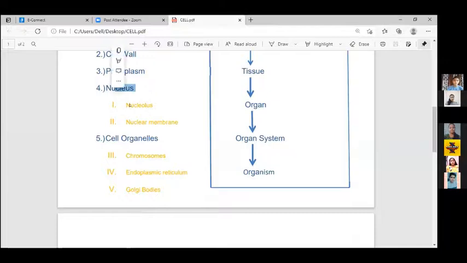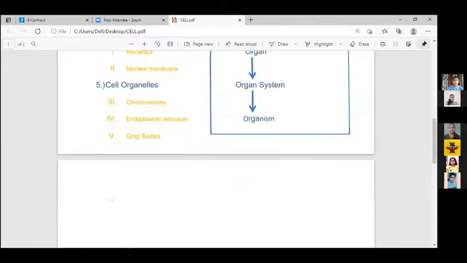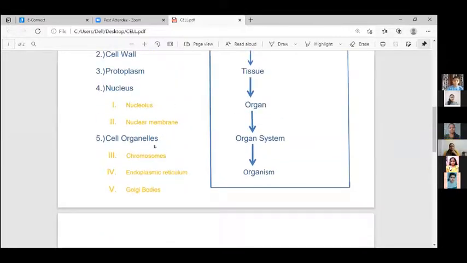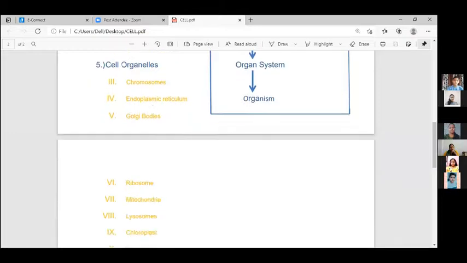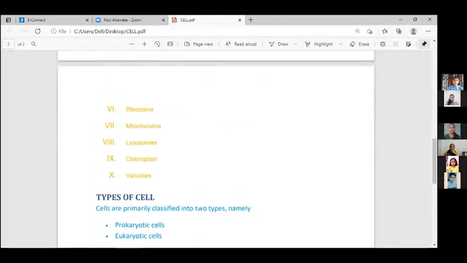Next is nucleus. It consists of nucleolus, nuclear membrane, and chromosomes. In this, chromatin material is present. When it is time for cell division, chromatin material converts into chromosomes, and in this chromosome DNA is present, and in DNA there is gene present. And then cell organelles, like Ritika has explained, the endoplasmic reticulum. Next, Golgi bodies. In endoplasmic reticulum, ribosomes are present. These are protein factories. Mitochondria, it is the powerhouse of cell.